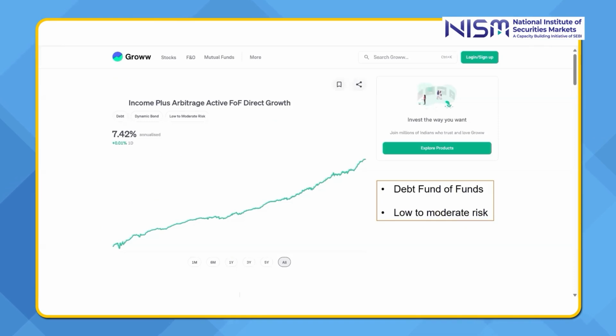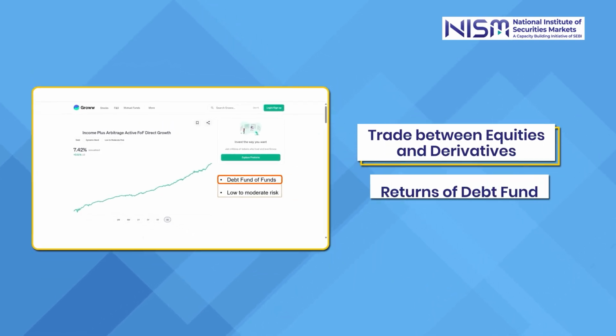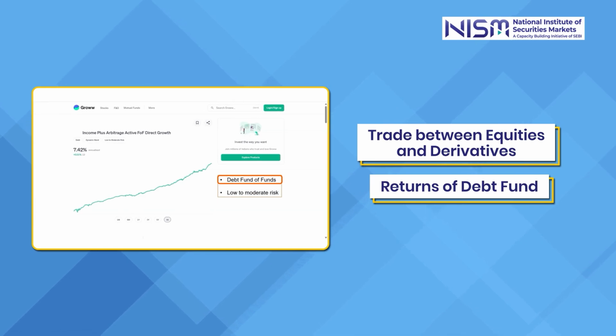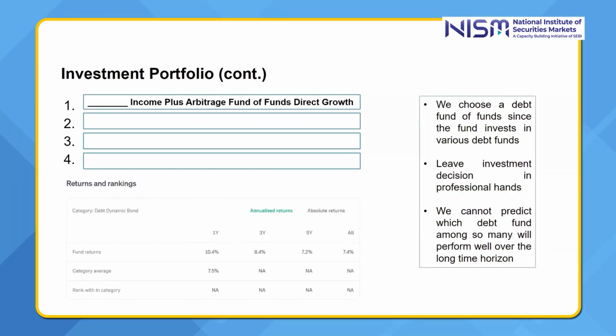So I have selected a product which is called an income plus arbitrage debt fund of funds. It's a debt fund of funds. Besides that, it has an additional feature. It's also an arbitrage fund. So it is a strategy where they trade between equities and derivatives. You get returns of the debt instruments, plus a little bit of additional returns which comes from the arbitrage component. We directly go to the mutual fund and invest in that.